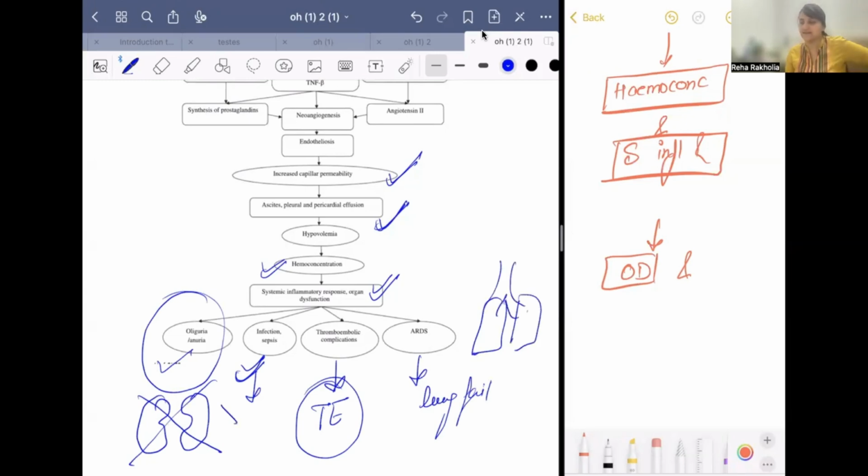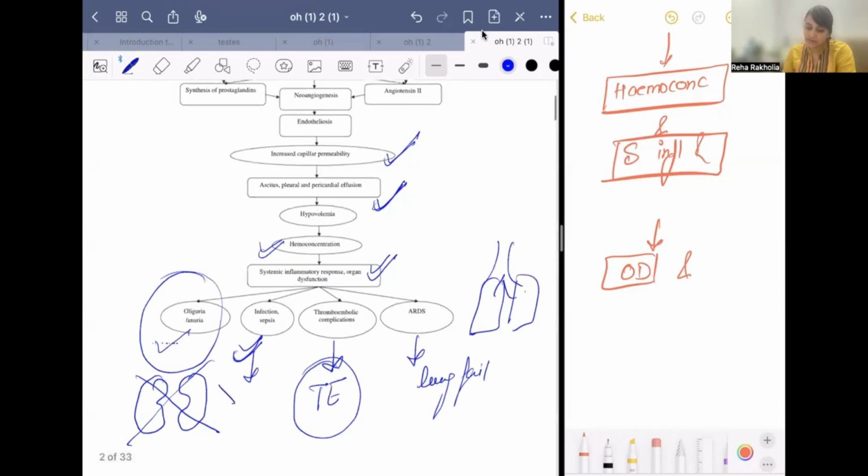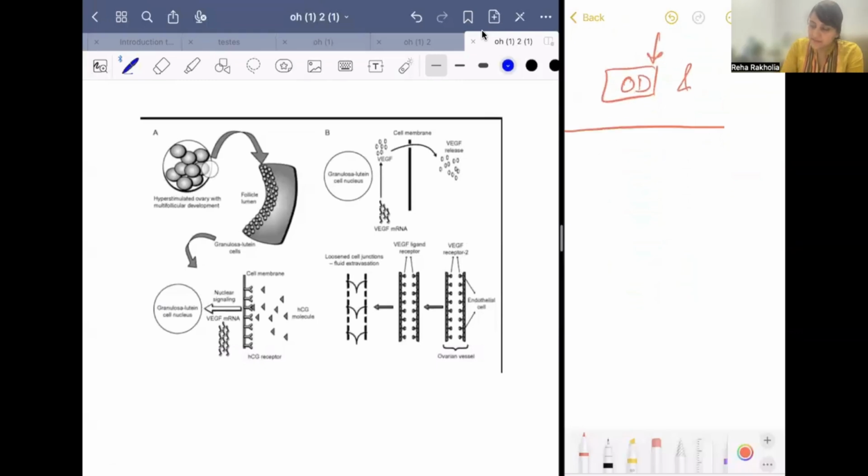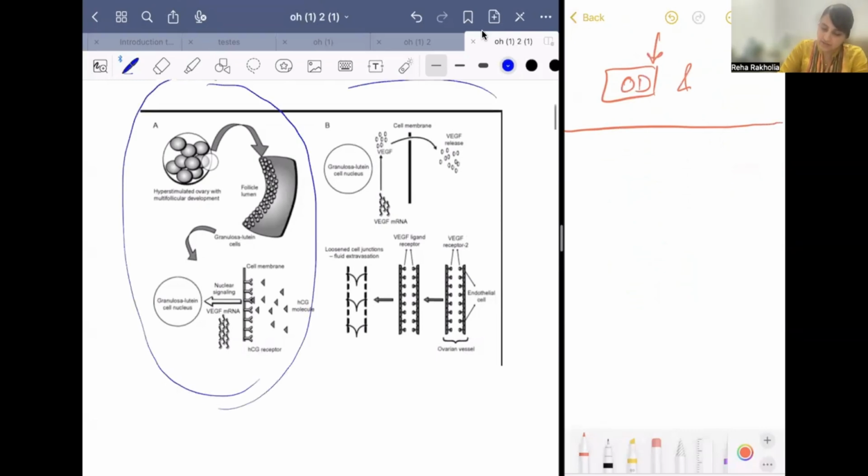So ARDS can occur. And ARDS is acute respiratory distress syndrome. Now we'll talk about another diagram. This diagram explains how VEGF is involved in OHSS. The process is divided into two sections. First is section A. Second is section B.